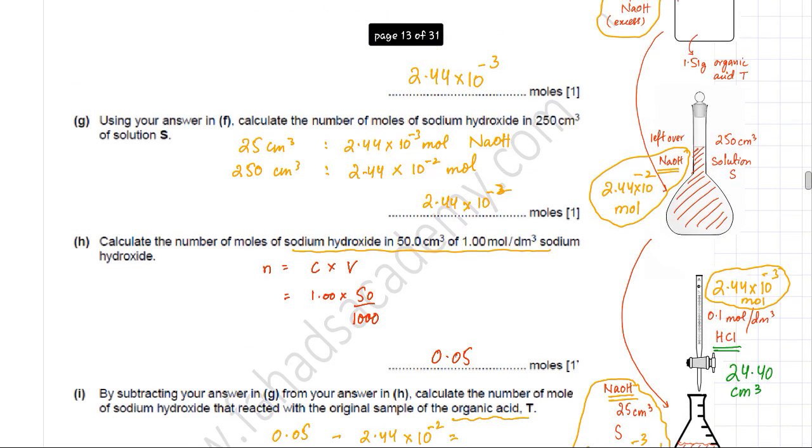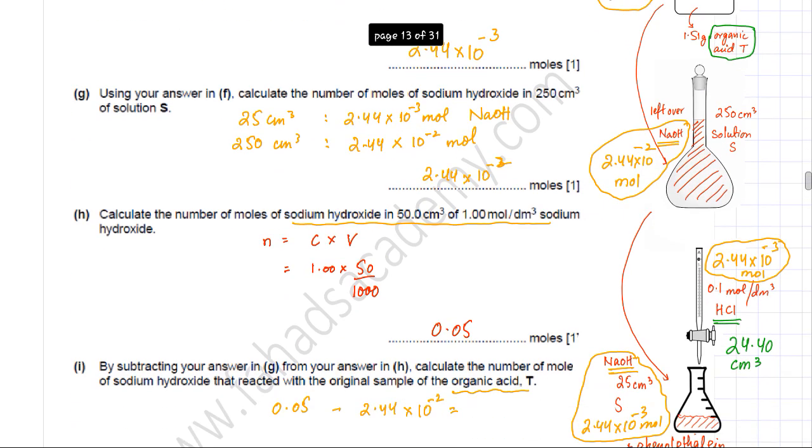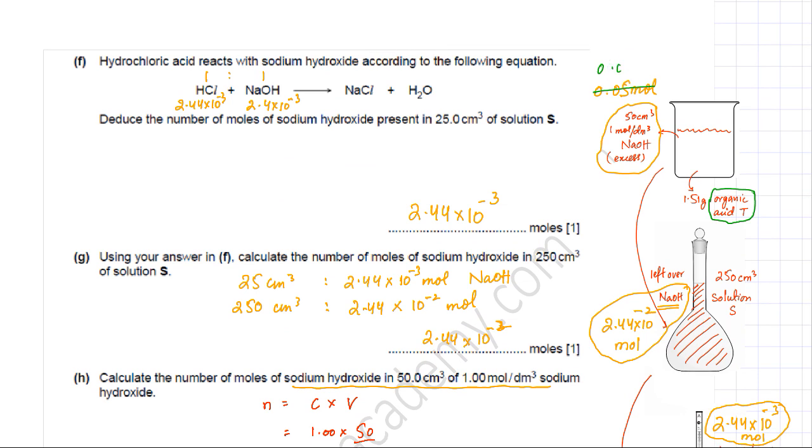So going back to my sketch, we added 0.05 moles originally. 2.44 times 10 to the power minus 2 moles are left behind. So the actual amount of moles of NaOH that are reacting is not 0.05 moles reacting with the organic acid T over here. The value that I calculated is 0.0256 moles. So 0.0256 moles of NaOH are basically reacting with the organic acid T over here.